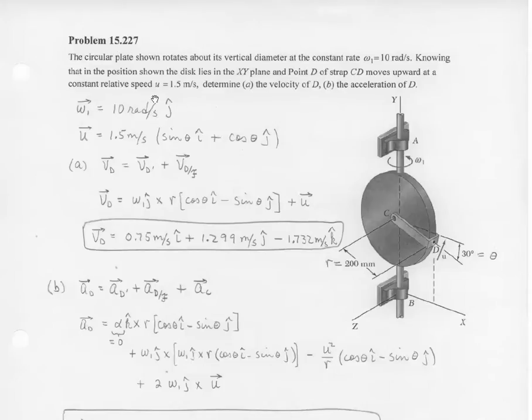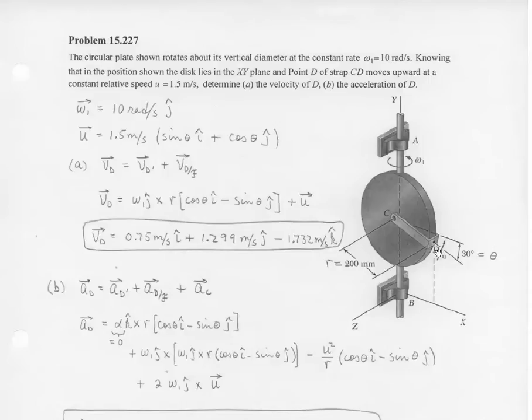15.227 involves a circular plate shown right here that rotates about the y-axis there with omega 1 of 10 radians per second. And we know that point D on here is a point that's moving with respect to that disk with a velocity or speed of u of 1.5 meters per second. And we're wanting to find, for a theta equal to 30 degrees right here, what is the velocity of point D and what is the acceleration of point D.